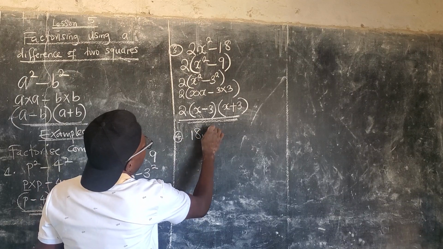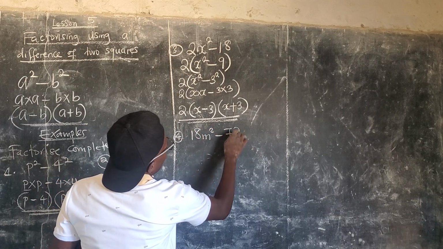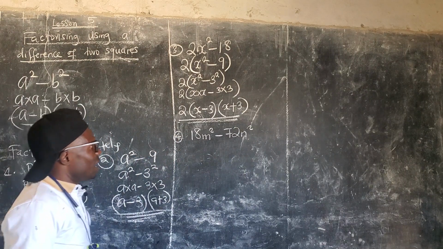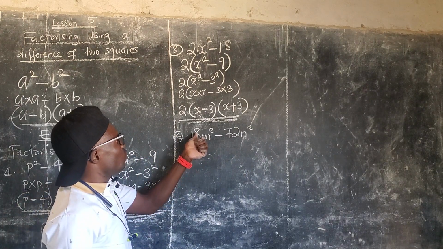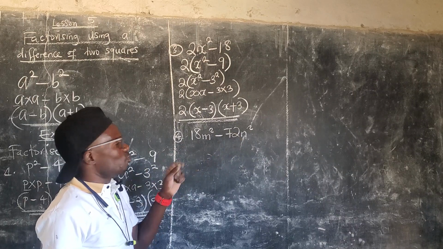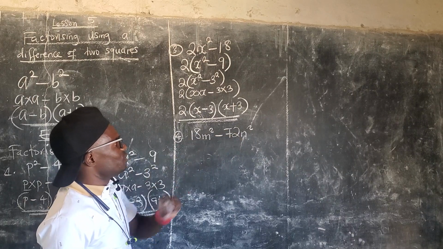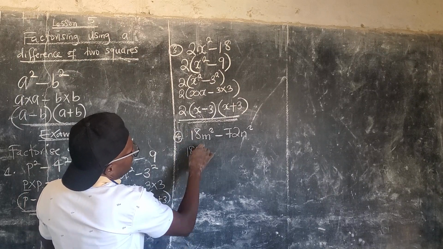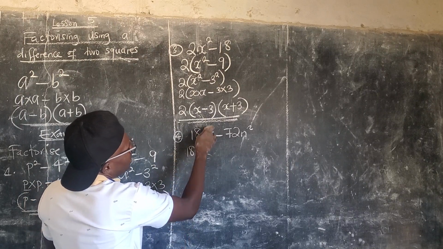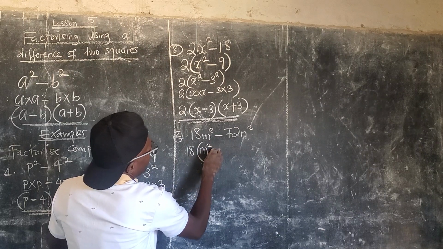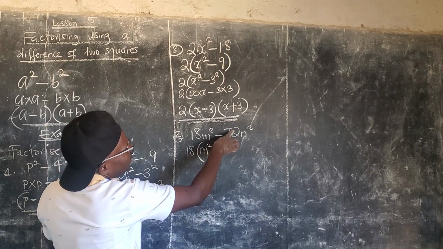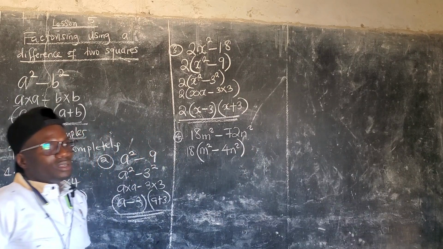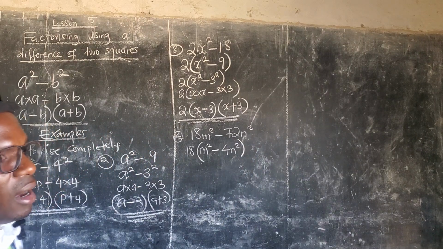And then we've got 18m squared minus 72n squared. Again, we're doing the same thing. We factorize. Again, there is no number that we can square to give us 18 and 72. So we check if 18 can go into 72, which it can. Then we're going to have 18 open bracket, 18 into 18m squared is m squared, minus 18 into 72, it's 4n squared. We have not factorized completely there.